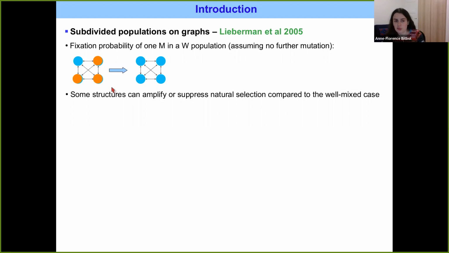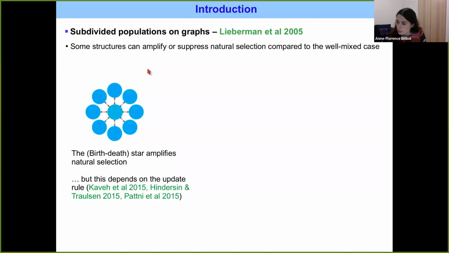And this property is already well known in the case of a well-mixed population. If we consider a graph where all the nodes are connected to one another with the same W, then we have the well-mixed case, where competition is equivalent between all organisms. However, some structures can amplify or suppress natural selection compared to this well-mixed case. And I'm going to show you just one example, which was described in this paper.